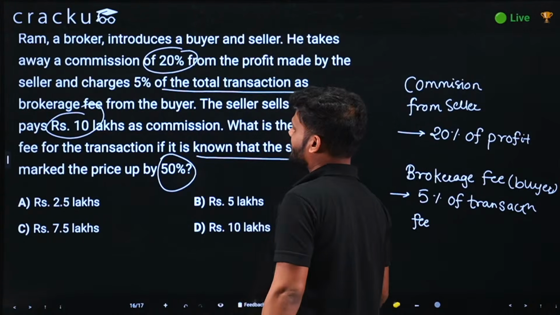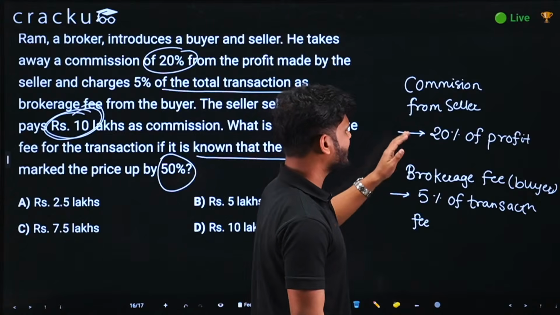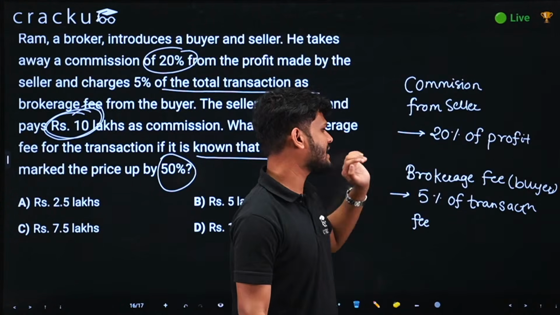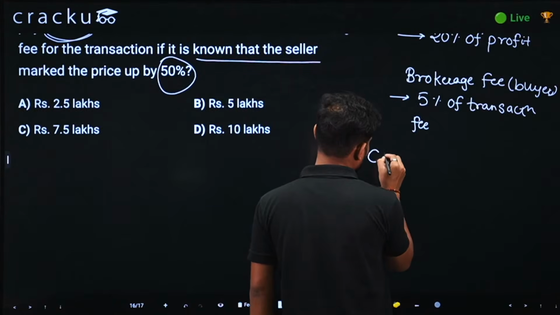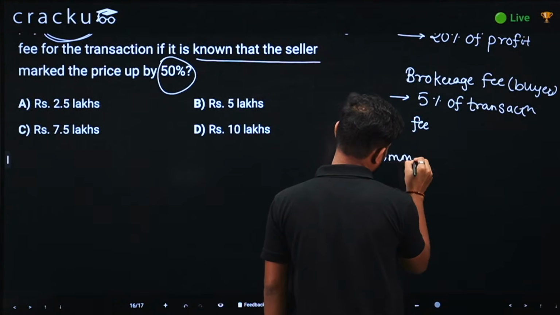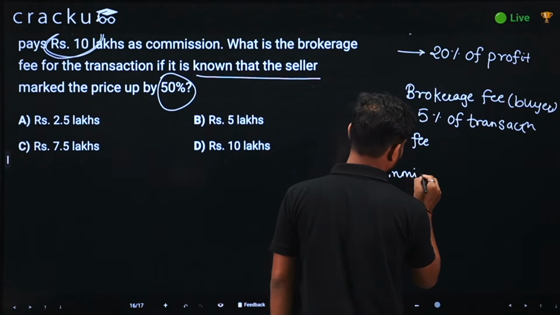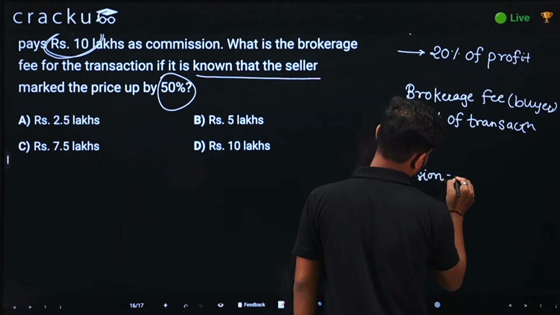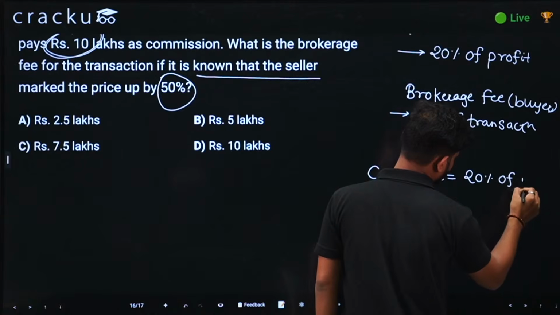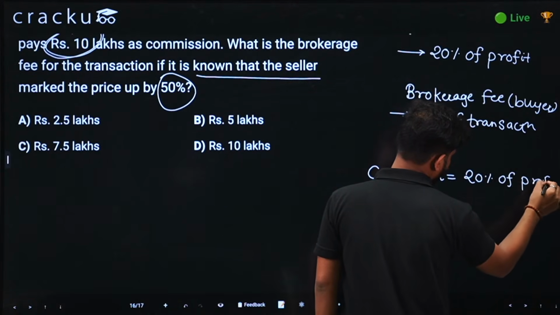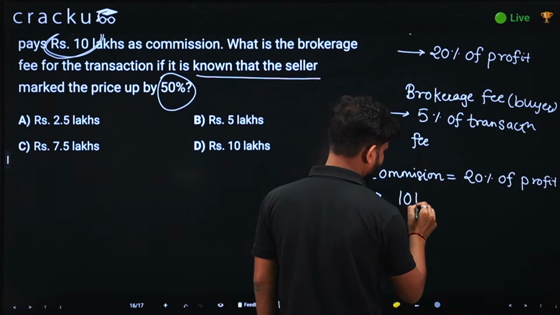Now it is given he got a commission as rupees 10 lakh. Now if he got the commission as 10 lakh, can we find out the profit? Yes, we can find out the profit. Why? Because commission is given as 20% of profit. So commission is 20% of profit, right? And how much is the commission? He got commission as 10 lakhs.